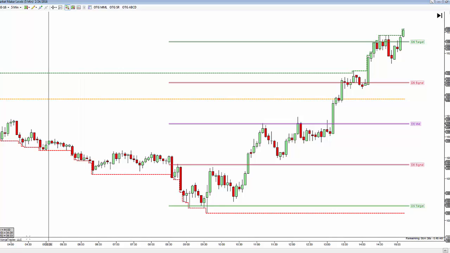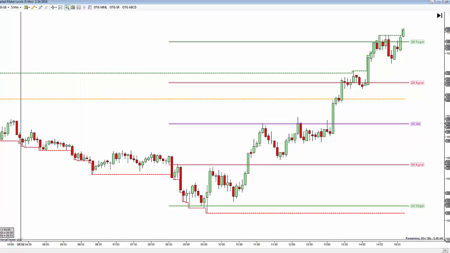Okay, so without further ado, I'm going to let you watch the ES market maker level trade of the day. This was from Wednesday, February 24th. It's about 12 minutes long, and so you'll be able to watch that trade in its entirety. So again, without further ado, here is that ES market maker level trade of the day.